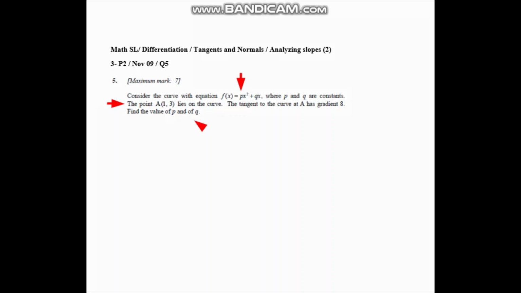And we know that the tangent to the curve at A has gradient 8. Tangent to the curve at A, so tangent to the curve at x equals 1, because A has an x coordinate of 1. So at x equals 1, the tangent has a gradient of 8. Hence, f dash of 1 equals 8. We are going to use this information to solve. So here is the answer.